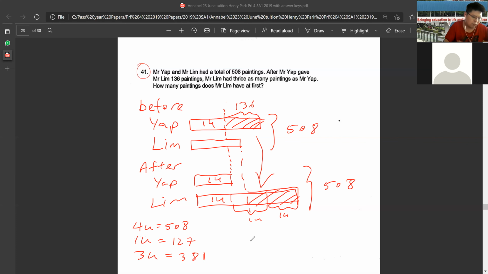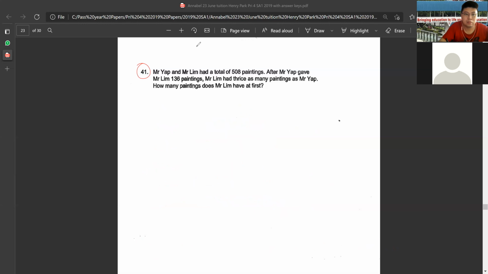So how many paintings did he have at first? 381 minus 136 equals 245. Okay? Yeah, 3 units minus 136. That's what he has originally.